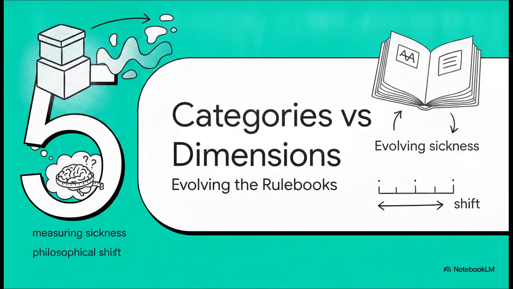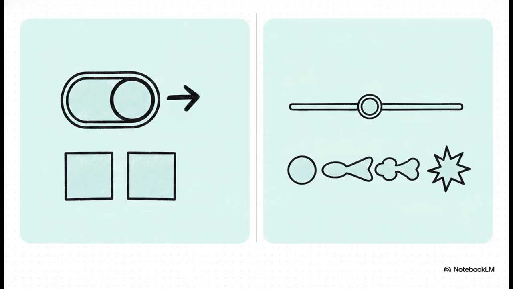Section 5. Categories versus dimensions. Evolving the rulebooks. This brings us to a fascinating philosophical shift happening right now inside the pages of both of these manuals regarding how we measure sickness. Historically, both manuals relied heavily on a categorical approach. This is a rigid yes or no threshold that defines exactly where normality ends and psychopathology begins. And hey, it's incredibly useful for a busy clinician who needs to make hundreds of decisions a day.